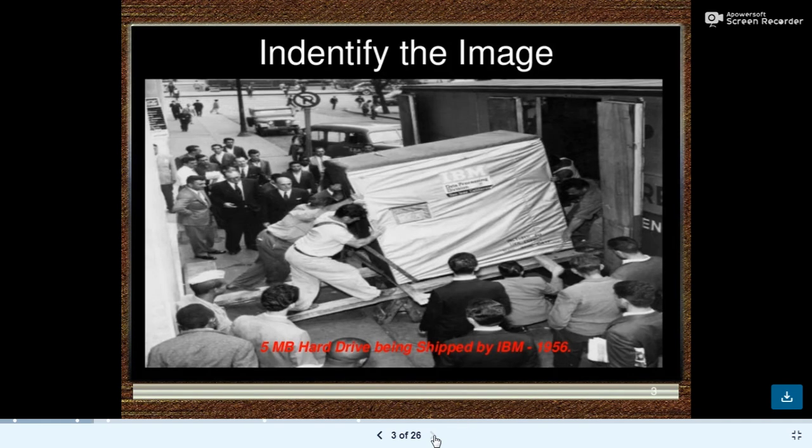Let us see the image. You can see it is a 5 MB hard drive being shipped. This image is of 1956 and the hard drive is of IBM company. So here we can see a 5 MB hard drive was so huge at that time in 1956.